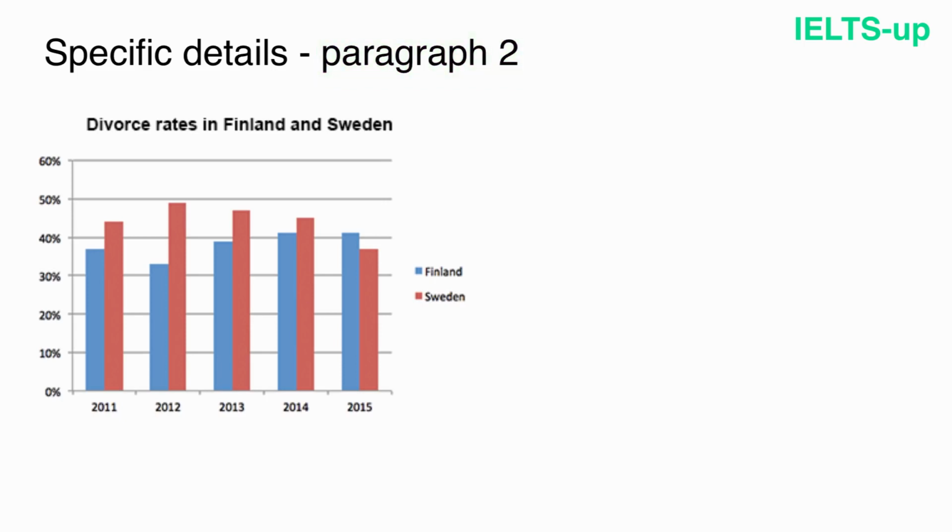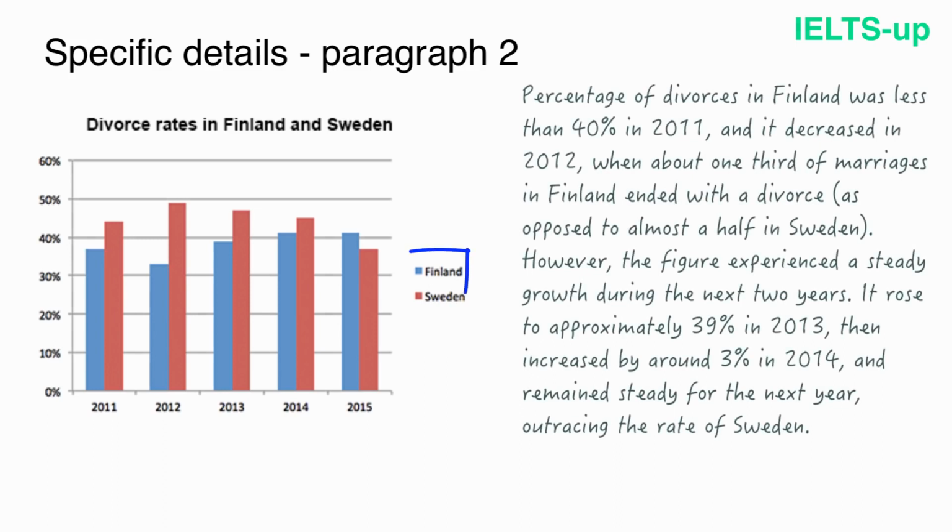And here is how I wrote it. The percentage of divorces in Finland was less than 40% in 2011, and it decreased in 2012, when about one-third of marriages in Finland ended with a divorce, as opposed to almost a half in Sweden.